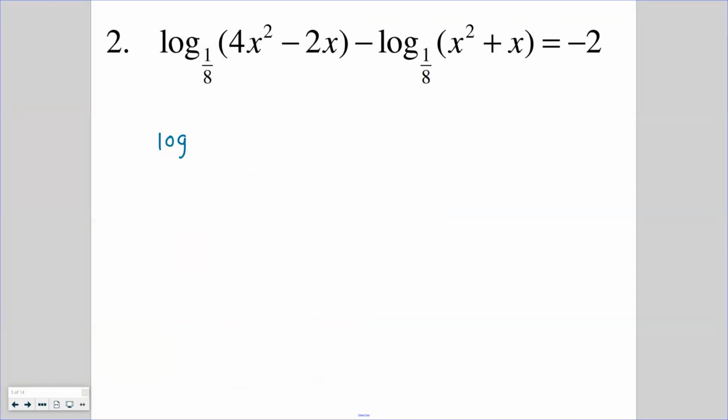Now, this time we're going to take a note. The arguments here, the logs are being subtracted. So in the last example, they were being added. So when the logs are being added, we multiplied the arguments. In this case, the logs are being subtracted. So the rule of log says we're going to divide the arguments.